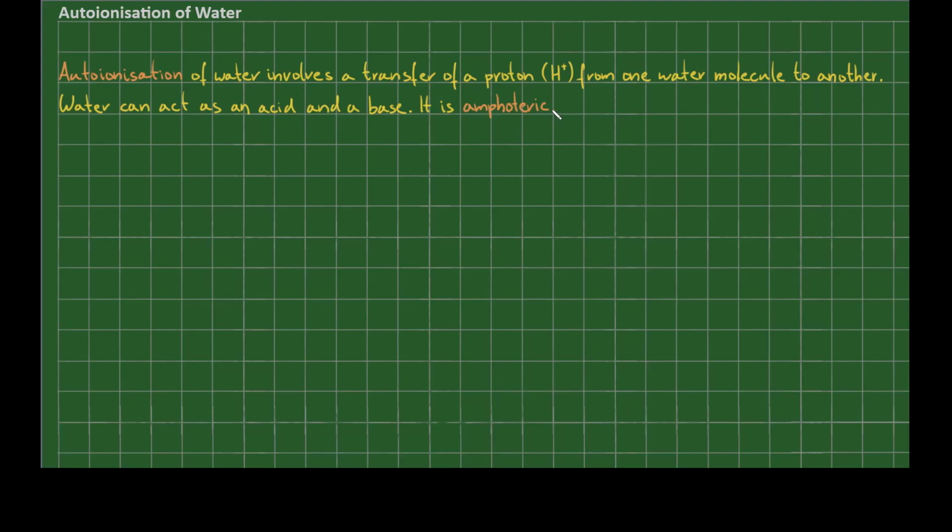It involves a transfer of a proton from one water molecule to another. In other words, water can act as both an acid and a base. It is said to be amphoteric. In terms of a chemical reaction equation, we could say that the green water molecule will react with the purple water molecule to give a hydroxide ion and a hydronium ion.